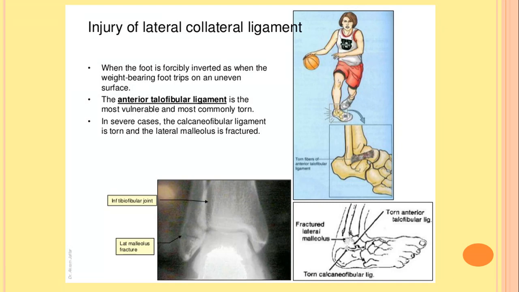This is mainly an injury to the lateral ligaments. Other ligaments can also be stretched, such as the anterior talofibular ligament, which is most commonly torn. Here you can see the mechanism in basketball players, and in severe cases, the calcaneofibular ligament is torn and the lateral malleolus is fractured. That is in very severe cases.